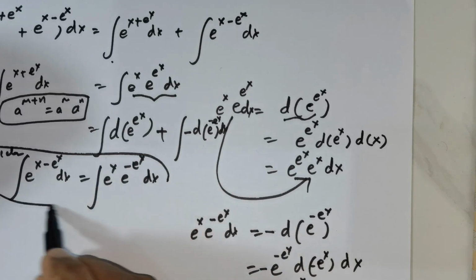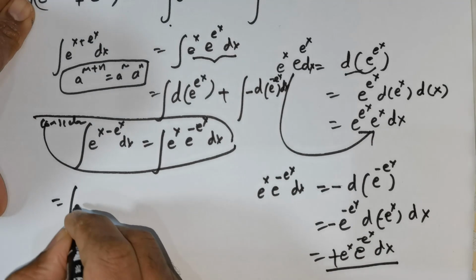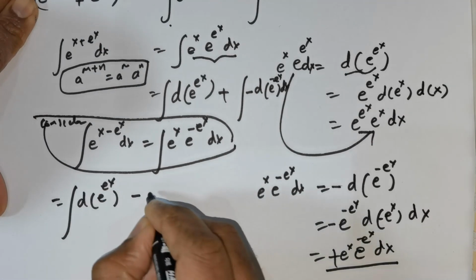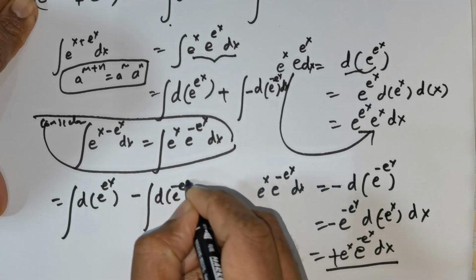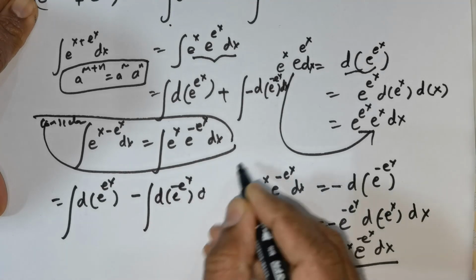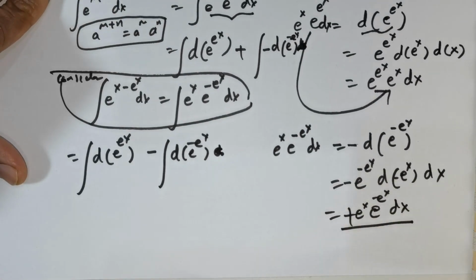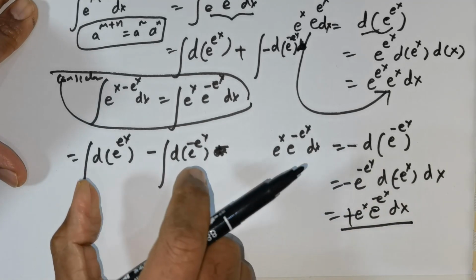Now all of this is just for your understanding. So now I'm going to rewrite this so that I can have a better look at it. So d of e raised to the power of e raised to the power of x, negative d of e raised to the power of negative e raised to the power of x. I don't have to place this dx, okay, so that dx is not needed. So this is what we have got.